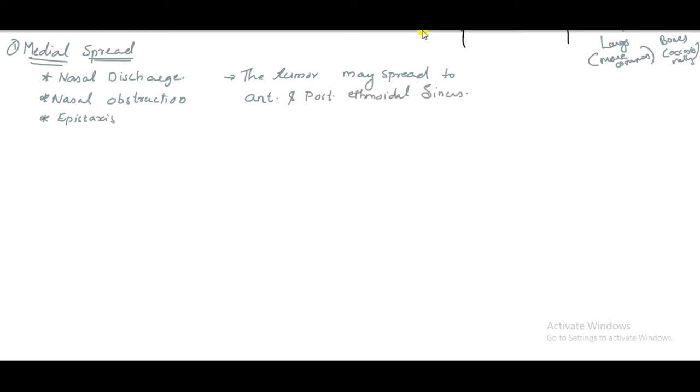The tumor may spread to the anterior and posterior ethmoidal sinus and cause an antroethmoidal tumor. That's why most of the time the antral tumor presents as antroethmoidal in nature, because the tumor may spread to the anterior and posterior ethmoidal sinus.